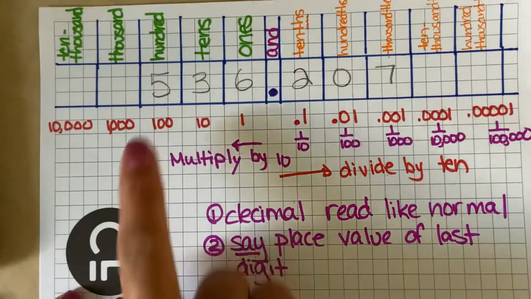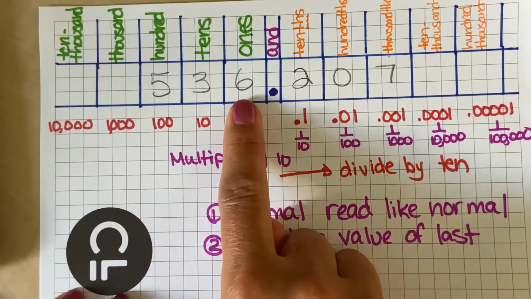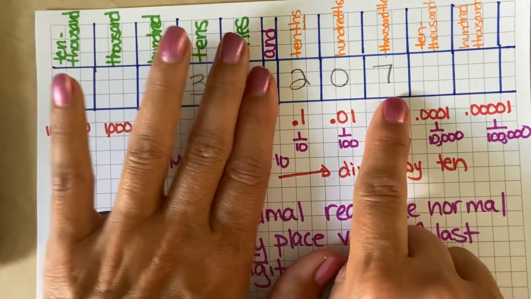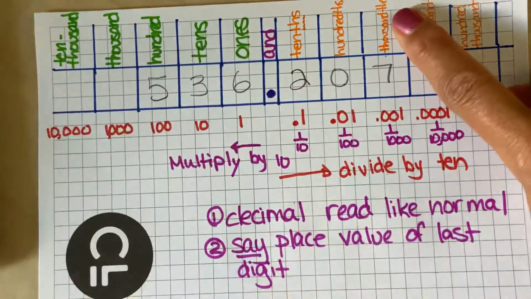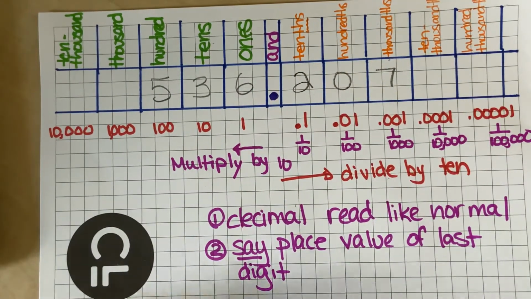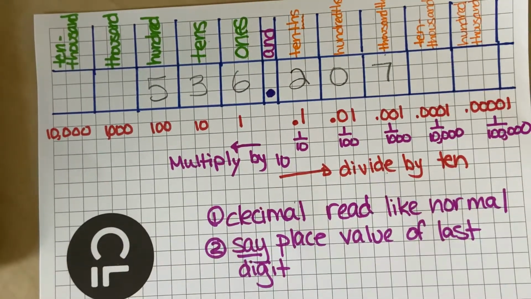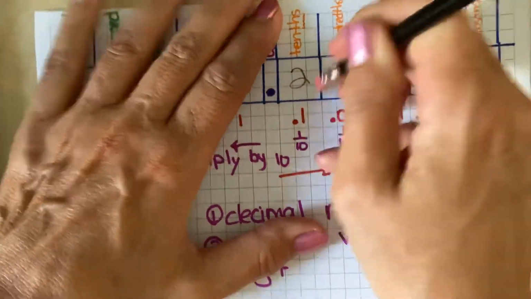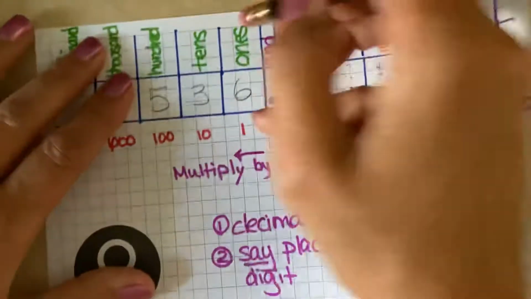All right, so I said that number is 536 and 207 thousandths. It's really easy, you guys. You just got to know your place values, right? So if I put a different number in, okay, I'm going to erase this number. That's why I used a pencil. So we can do a couple.